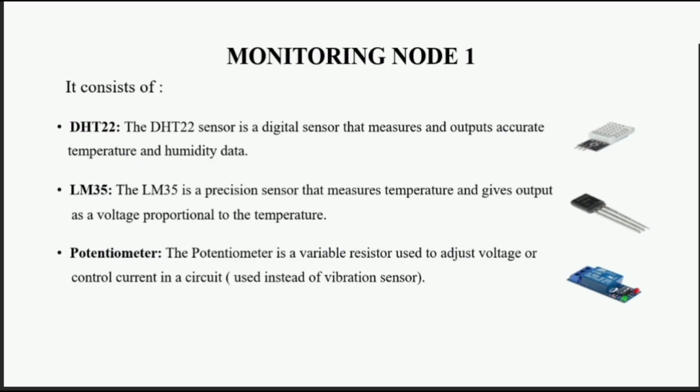Next slide is the node 1. It consists of DHT22. This sensor is a digital sensor that measures and outputs accurate temperature and humidity data. LM35 is a precision sensor that measures temperature and gives output as a voltage proportional to the temperature. Potentiometer: the potentiometer is a variable resistor used to adjust voltage and control current in a circuit.